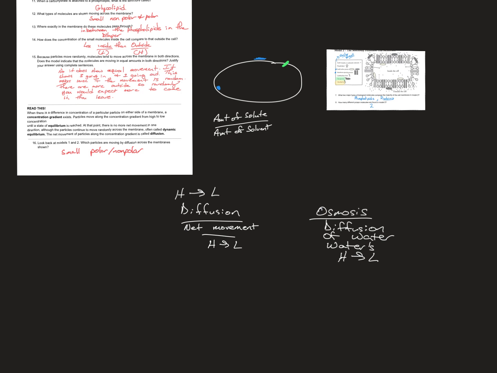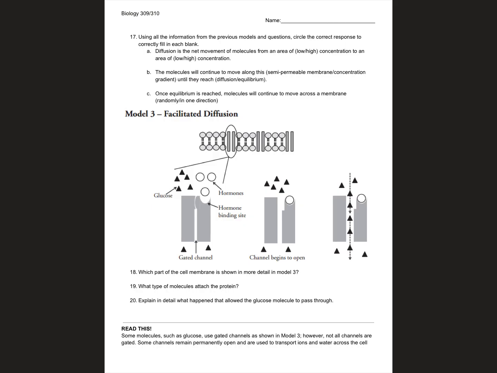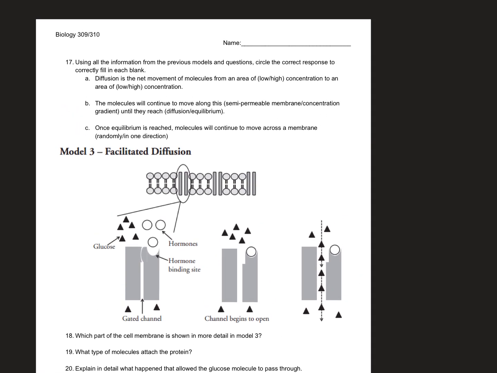All right, so let's move on. Number 5, page 5 out of 12. Using all the information in previous models and questions, circle the correct response to fill in each blank. Diffusion is the net movement of molecules from an area of high concentration to an area of low concentration. The molecules will continue to move along this concentration gradient until they reach equilibrium.